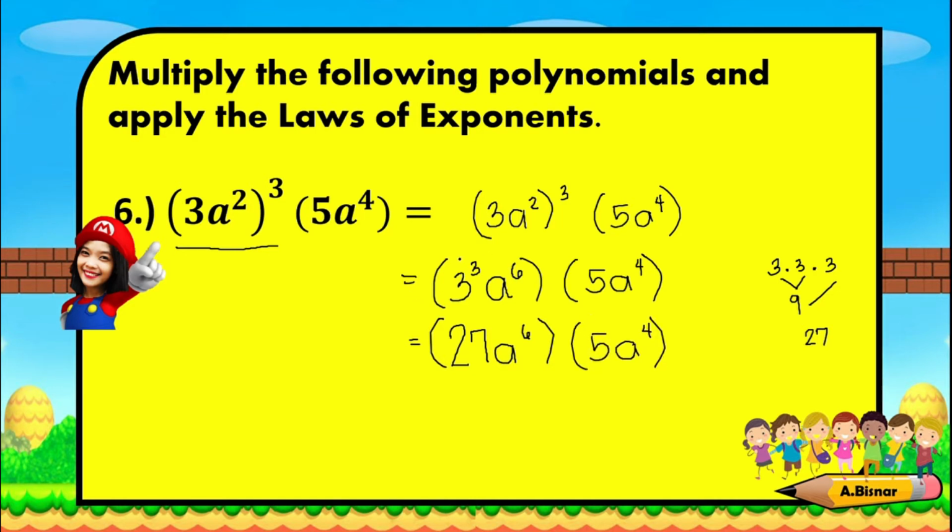Since this is already simplified, we can now multiply the following. 27 times 5. Because we need to multiply first the numerical coefficient. And so 27 times 5 is equivalent to 135. Then let's add the exponent of a. 6 plus 4 is 10. And so the answer will be 135a to the 10th power.